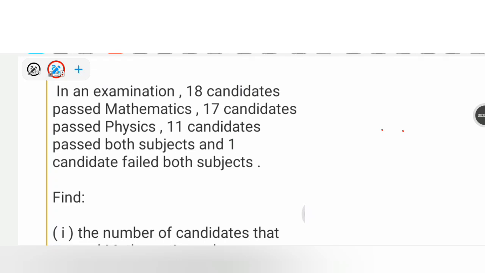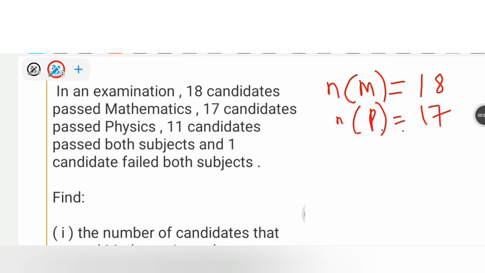So we're told in this question that in an examination, 18 candidates pass mathematics, 17 candidates pass physics. Okay, so for mathematics you can use M. So that means we have n(M), the number of elements in M. M is mathematics, so we're going to put 18 here. For physics, 17 candidates pass physics, so we're going to put n(P) as 17 there. 11 candidates pass both subjects.